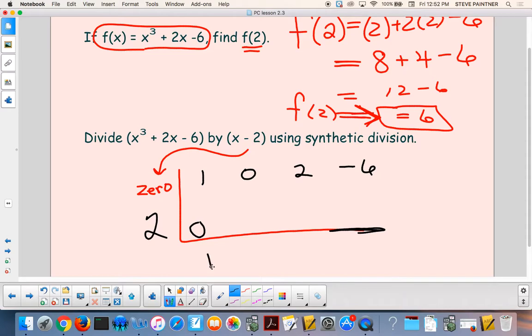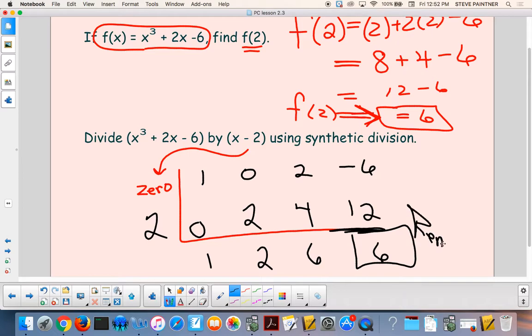Add down, multiply, add down, multiply. Add down, multiply, add down, 6. Oh, when I'm doing division, I get a remainder of what? 6. Okay, you guys seeing anything here? You don't get a remainder of 6. Yeah, I do. I get that is 6, isn't it? Yeah. You didn't get 6?